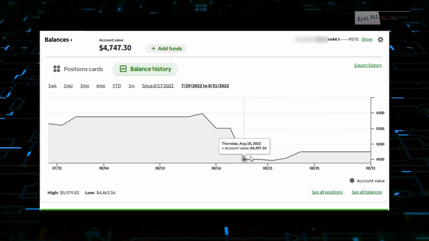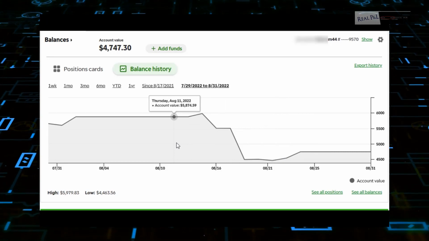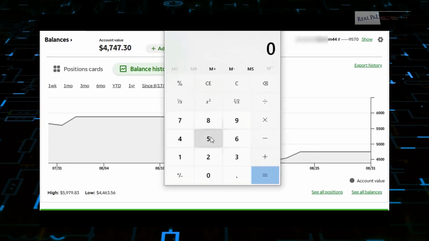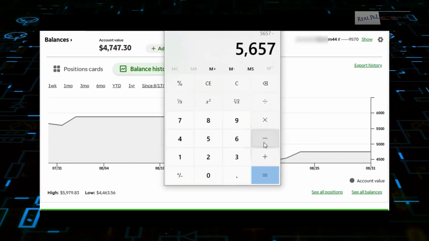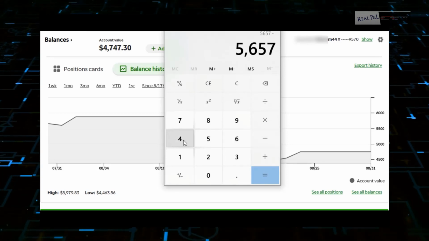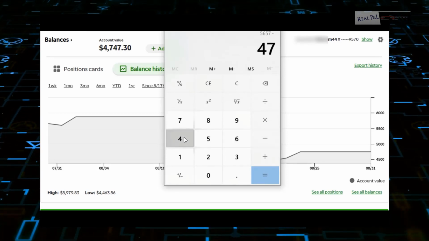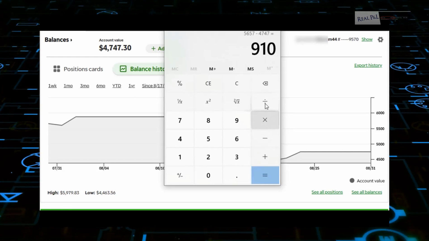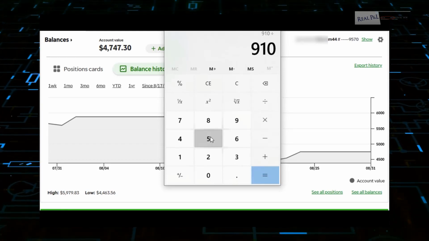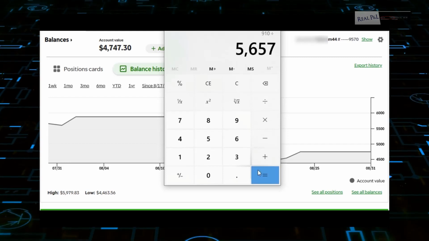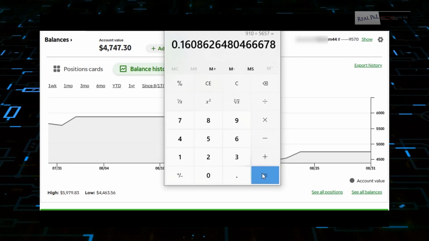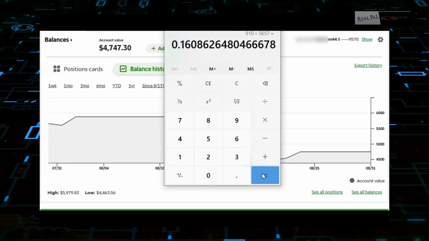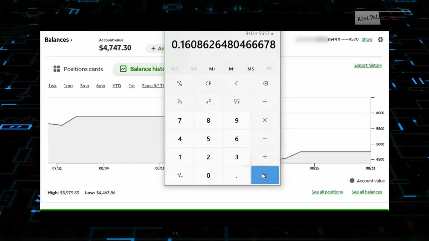Let's take a look at the numbers. So if we started with 56.57 and we ended with 47.47, down about $910. Divide that by what we started with, 56.57. So we're down about 16% this month. So again, this earnings edge, it can be a rocky ride.